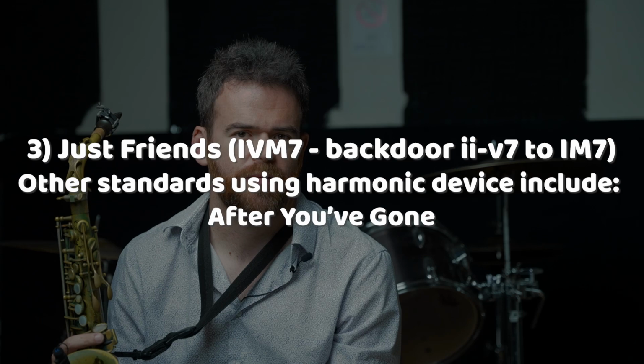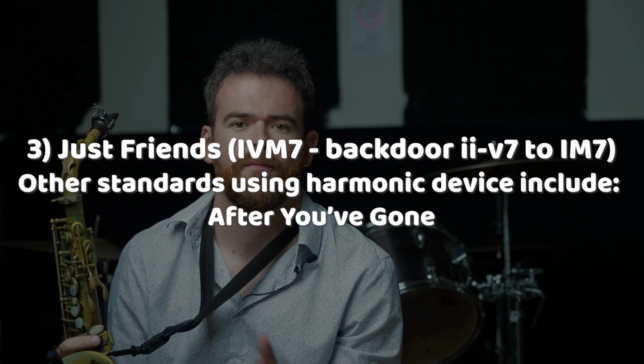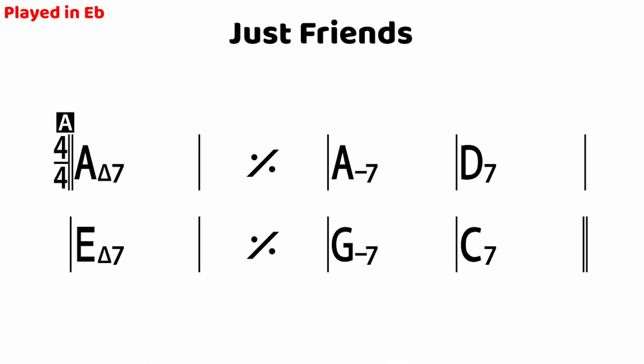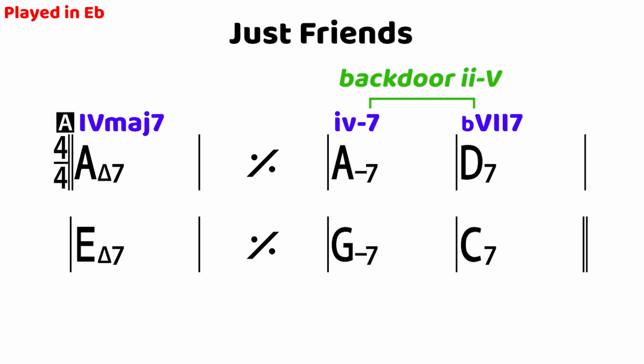So in our next example, we're going to check out the tune Just Friends and see how we go from the 4 chord to the 4 minor. On the first 4 bars of Just Friends, we start off on the 4 chord, and that happens for 2 measures. Then that 4 chord becomes minor, and we go to its corresponding 5, which you might recognize this sound as being a backdoor to 5, which then finally resolves to the home key, the root of the tune in bar 5 again.